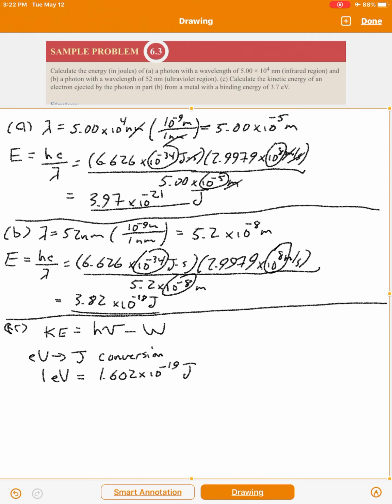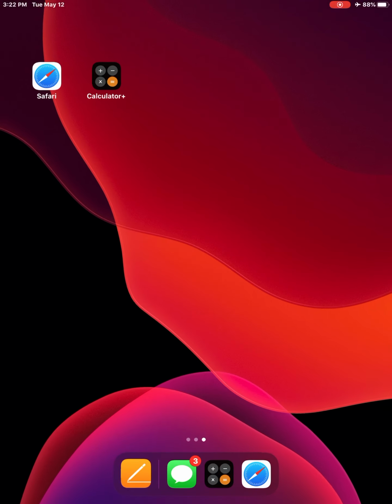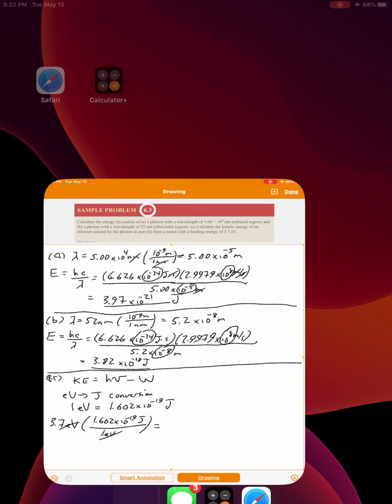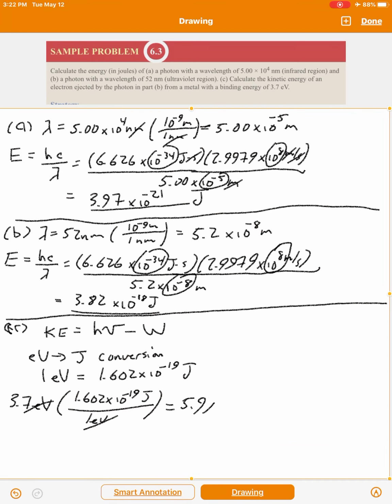So let's do the conversion. It's 3.7 eV, and then it's 1.602 times 10 to the minus 19 joules per 1 eV. Okay. So 3.7 times 1.602 is 5.994. I'll round it to 5.99. Okay, so now we have the work function in joules.